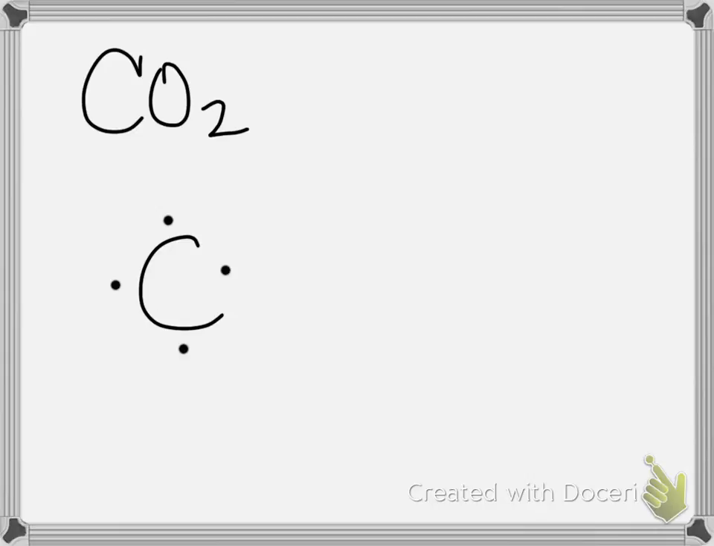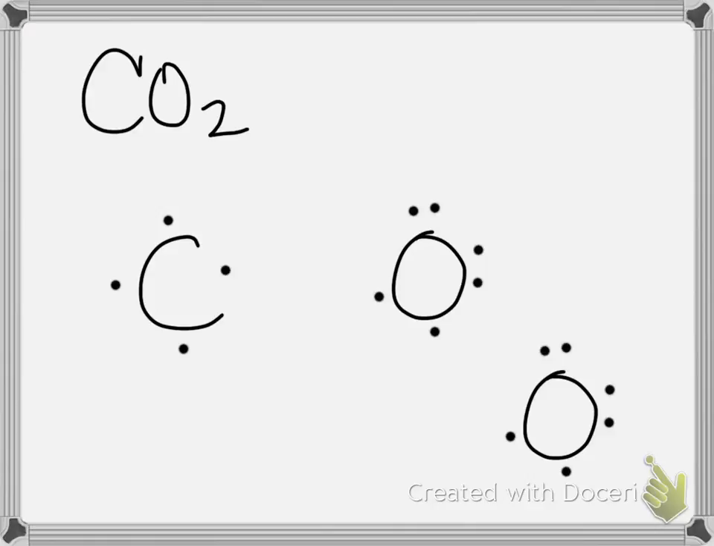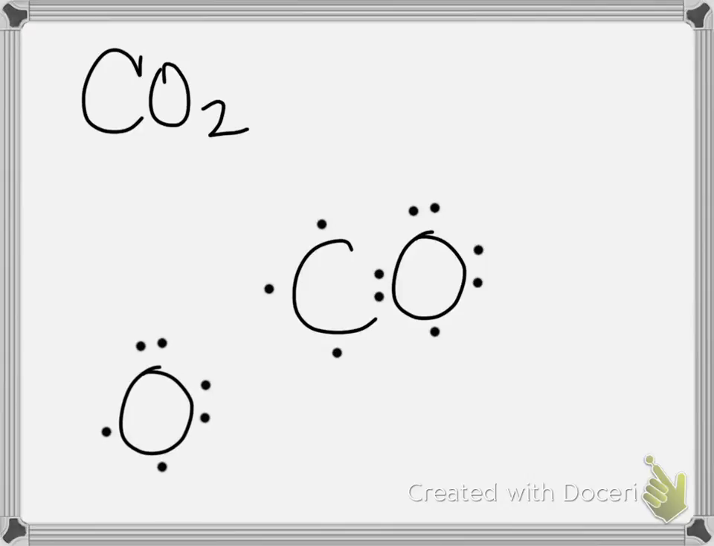Oxygen, how many valence electrons? 6. So oxygen's electron dot diagram looks like that. And we have 2 of them. Okay. Well, this seems easy enough. We can just sort of, well, wait, I can't fit this oxygen onto that carbon. The electrons are all on the wrong side.